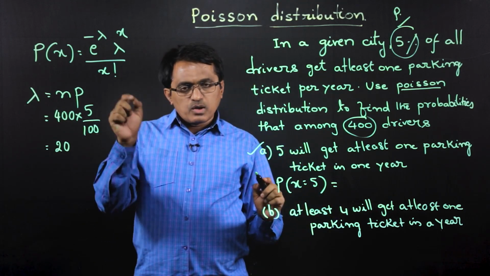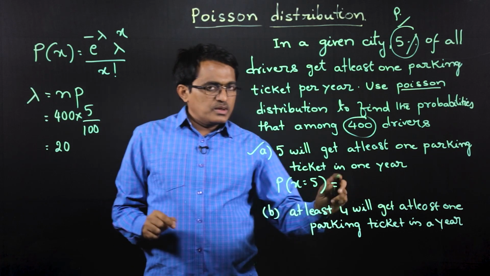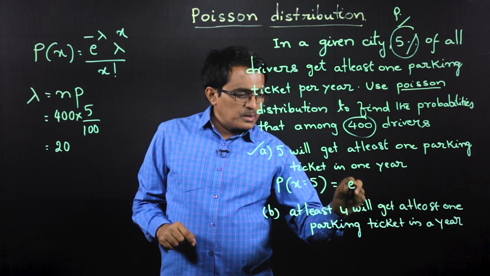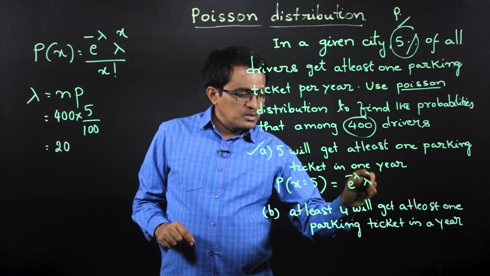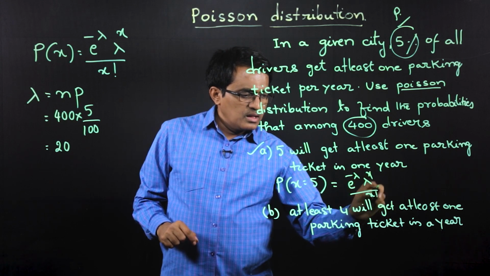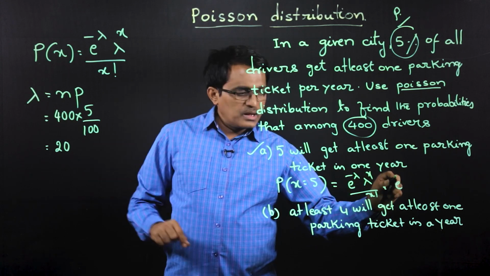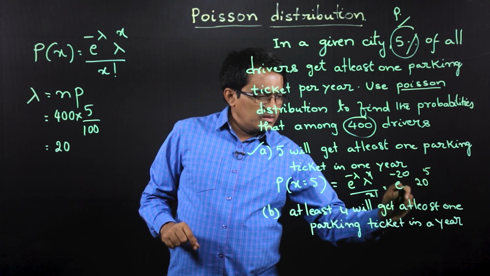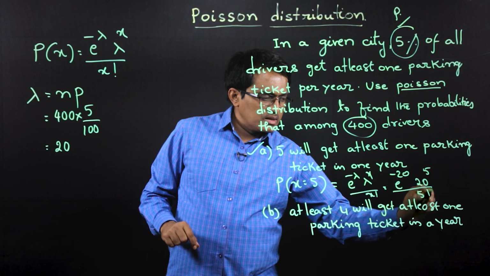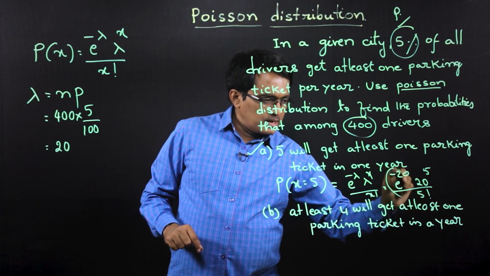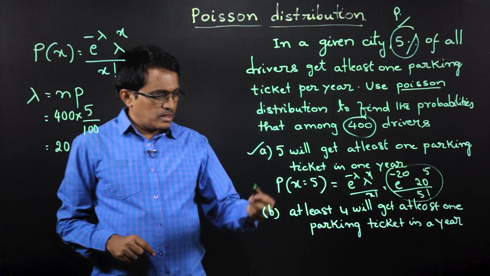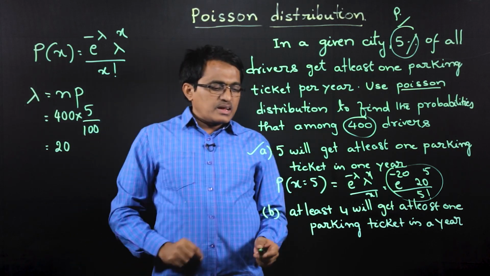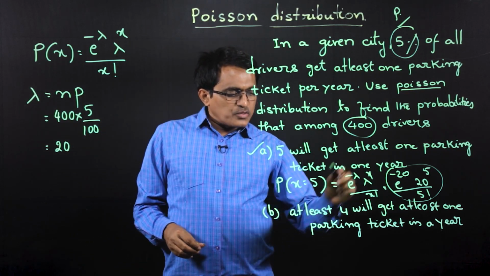As it follows Poisson distribution, we have to use e power minus lambda, lambda power x by x factorial. That means here e power minus lambda, that is e power minus 20, and lambda is 20, power x, that is 5, by x factorial, that is 5 factorial. So this is the probability that we are going to have. Next, coming to the second one, at least 4 will get.